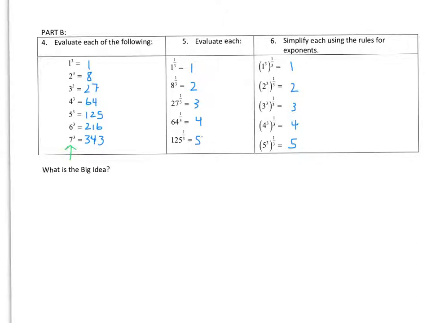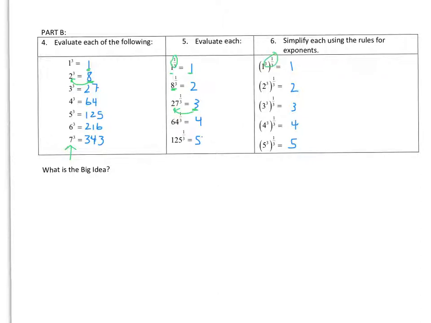We have those answers. And then when I take the 1/3, 1 to the 1/3 works back to the 1. The 8 to the 1/3 matches with the 8 here, works back to the 2. So it looks like, again, we're undoing. So the exponent of 1/3 looks like it's the opposite of the exponent of 3.